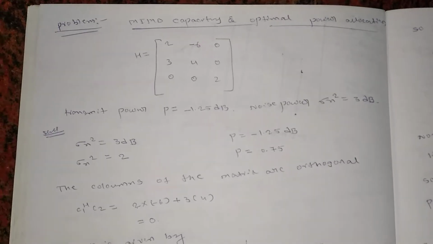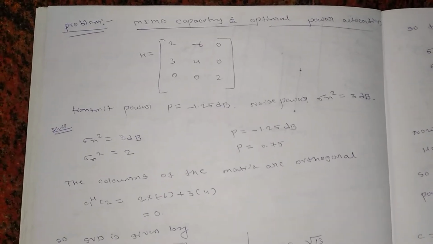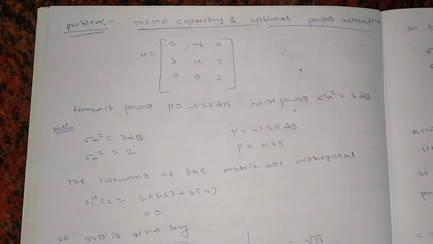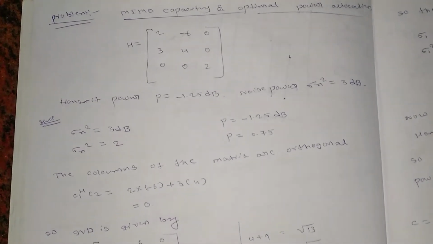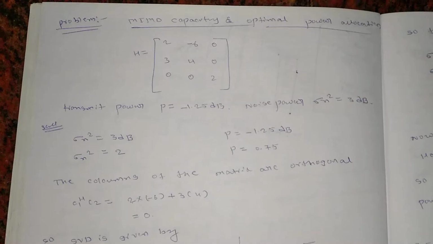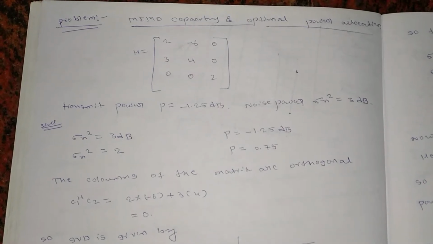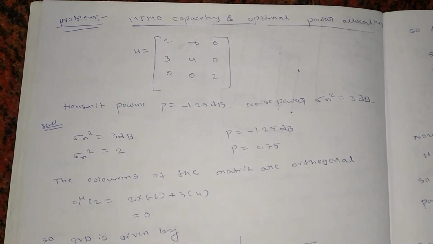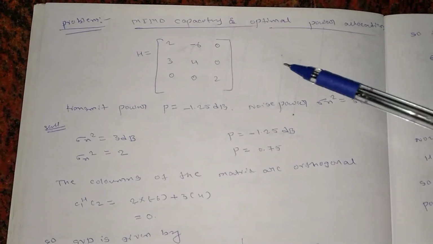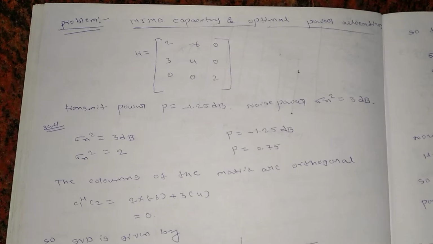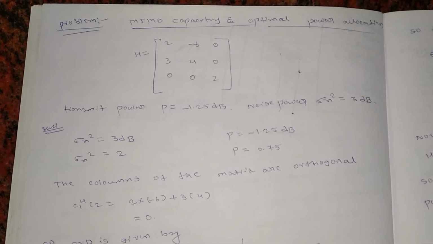So today we are going to discuss a problem on SVD, that is singular value decomposition. Alright, so the problem is something like this. You can see here, we need to find the MIMO capacity and optimal power allocation for the individual channels. In the problem, they have given a channel matrix H: 2, minus 6, 0, then 3, 4, 0, 0, 0, 2.